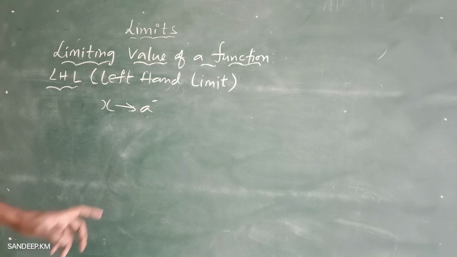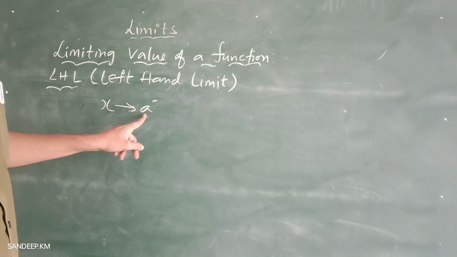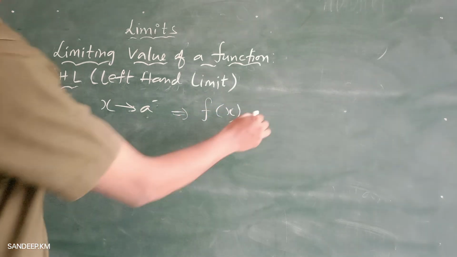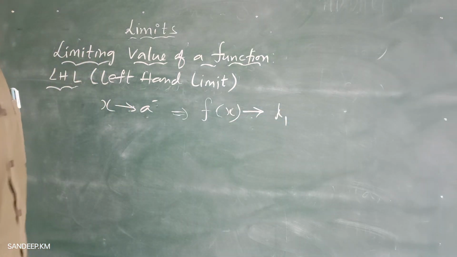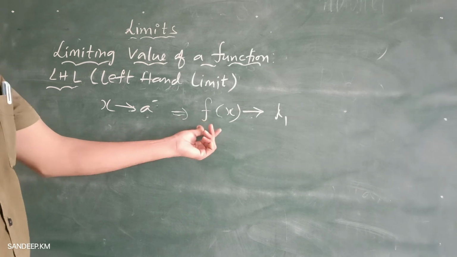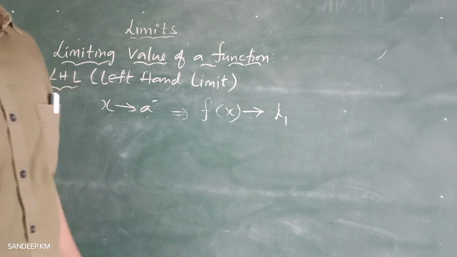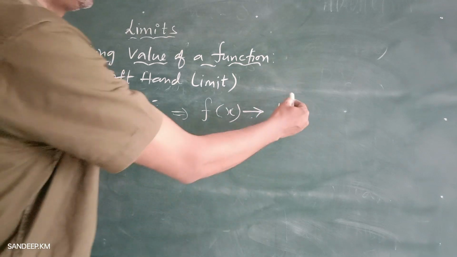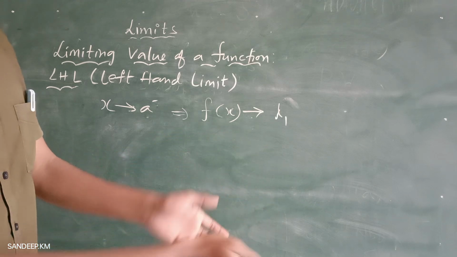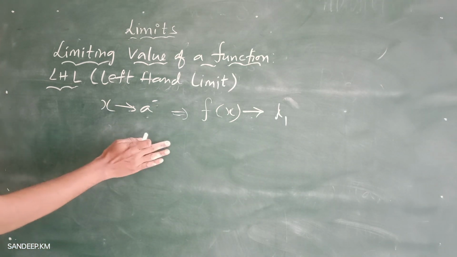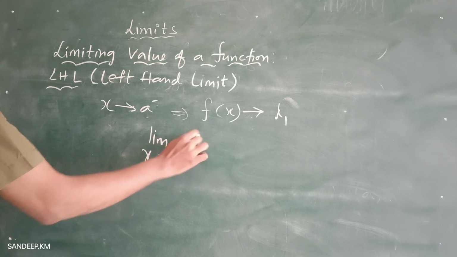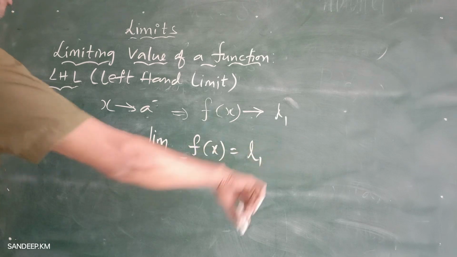So dear students, when x is approaching a real number a from the left side, the function is approaching some number L1, where L1 is a real number. When x is trying to become a from the left side, f of x is trying to become a real number called L1. It can be L1 minus or L1 plus, we don't know. So let it be L1. It can be from the left side or from the right side. So then we write this mathematically as limit x approaches a minus f of x, which is equal to L1.